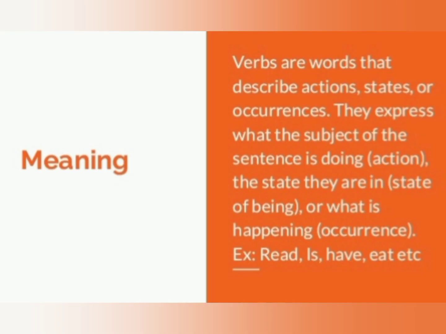Let's start with the verbs. Verbs are words that describe actions, states, or occurrences. They express what the subject of the sentence is doing, like an action, the state they are in, like a state of being, or what is happening, like an occurrence. Examples are read, is, have, and eat. It means it expresses the action of a particular person, or a state of being, or what is going to happen, like an occurrence. Let's start with the types of verbs.